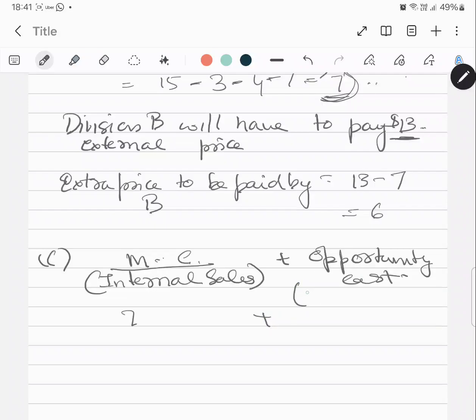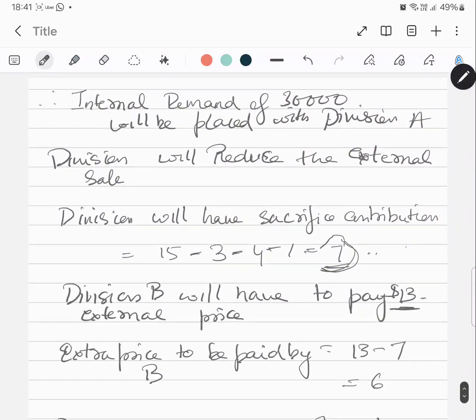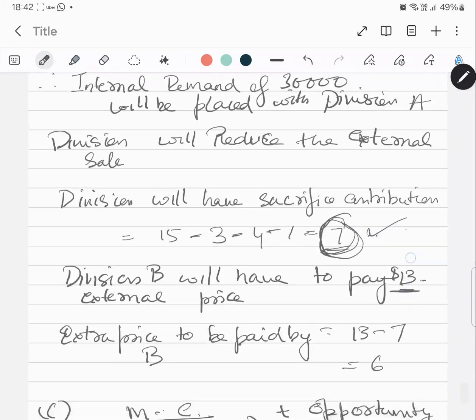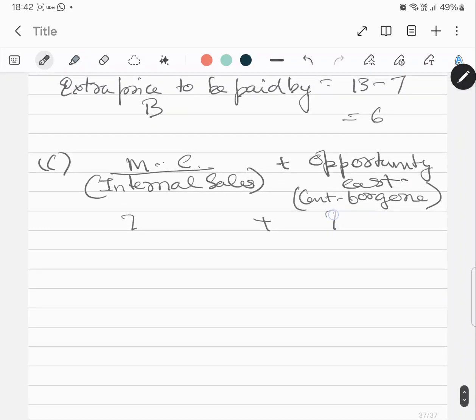And what is the opportunity cost? Now opportunity cost is for the contribution foregone if external sales were made. So we had already calculated over here, if external sales were to be sacrificed, how much contribution will have to be sacrificed? That is 7 per unit. So this is 7, right? So marginal cost plus the opportunity cost, the minimum transfer price is $14, correct?